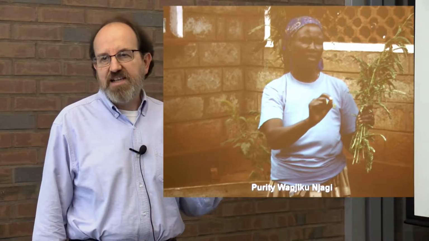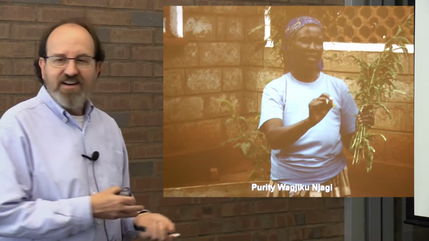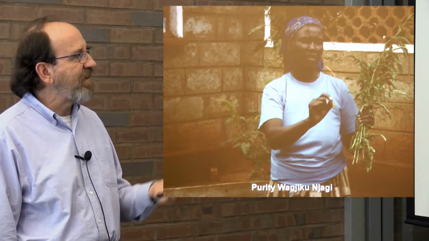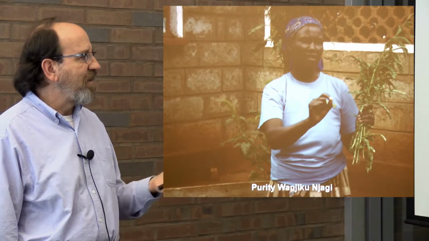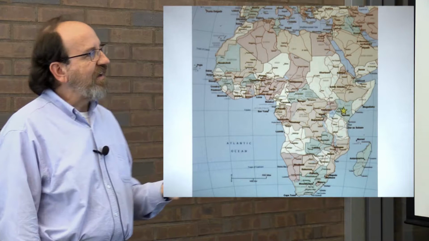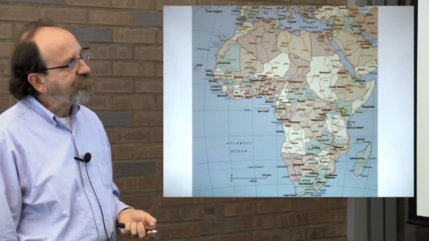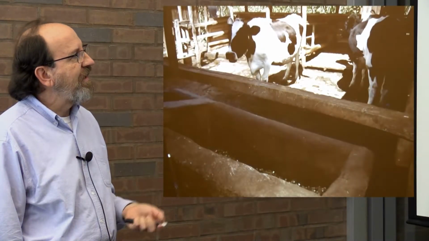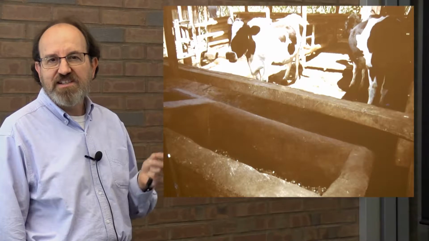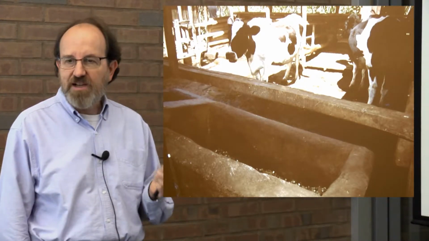So to give you some sense of this, let's look at what a typical farm would have looked like back in the 20s or 30s. And we don't go to the United States for that. We can go to Africa, to the farm of this woman here, Purity Nagai. Her farm is located in Kenya, not far outside of Nairobi. And Purity has 3 cows, and they're Holsteins for the same reason that farmers in Wisconsin have Holsteins, which is they produce the most milk.